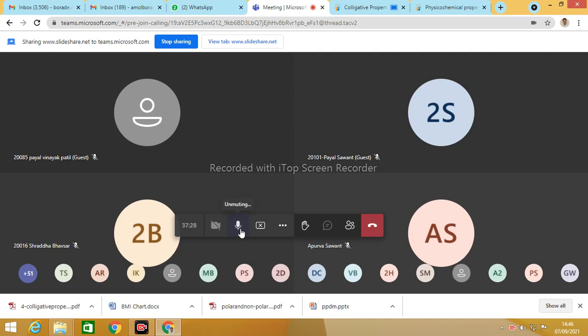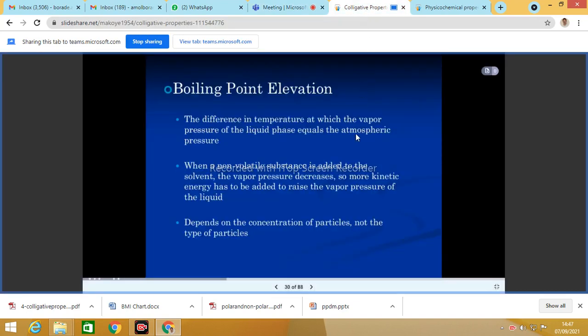Accidentally, if we have added a volatile component, what will happen? Firstly, that volatile component will get vaporized. It will not participate in the bulk of the water or bulk of the solvent. So how would the elevation of boiling point occur? It will not occur. So to understand the colligative property, we must accommodate a non-volatile solute along with the solvent. Got it? So this is the elevation of boiling point.